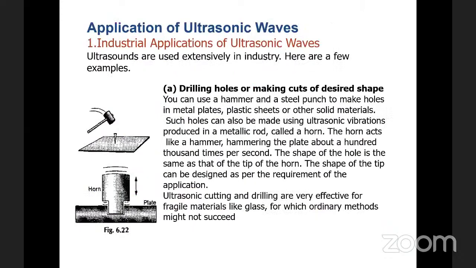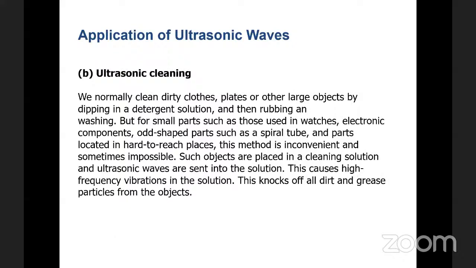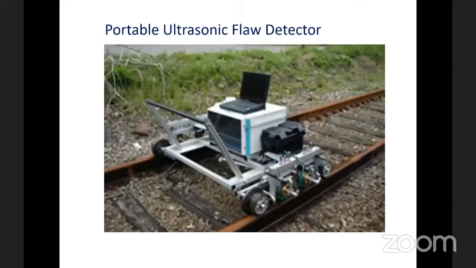Applications: drilling of holes, or if you want to cut any iron rod like this, there we are using ultrasonic cleaning. At least give small examples. Metal, sir. Yeah. So here you can easily identify whether there is any flaw, using a flaw detector running on the railway track. It is going to identify that. So, portable ultrasonic flaw detector.